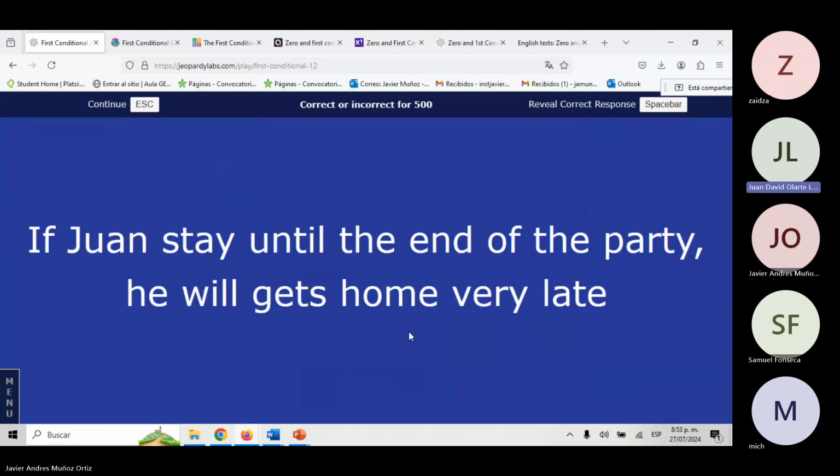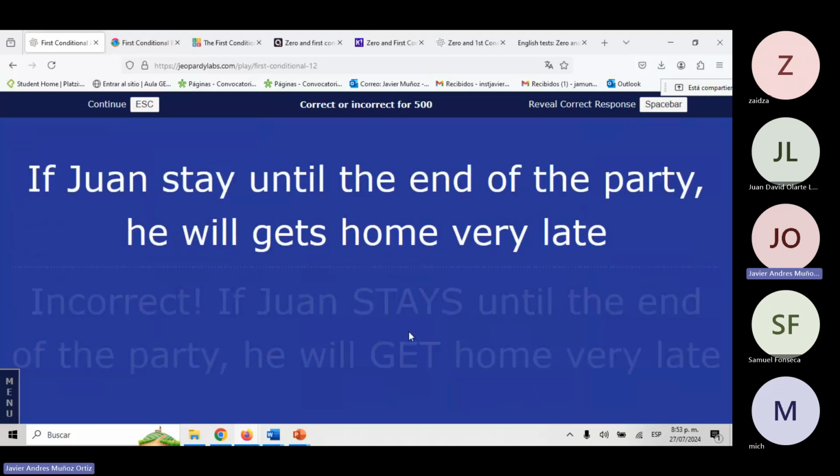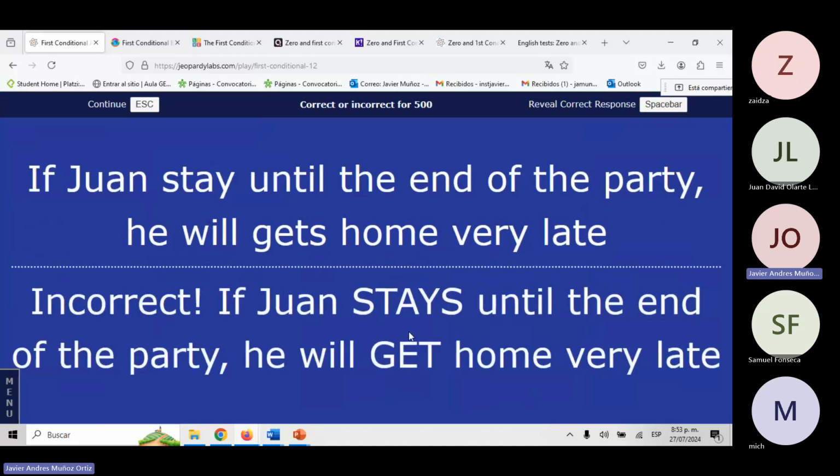It's correct. Okay, let's see if your answer is right. You say correct, right? Okay. Yes. Okay, let's check the answer. And the answer is no, it's not correct.